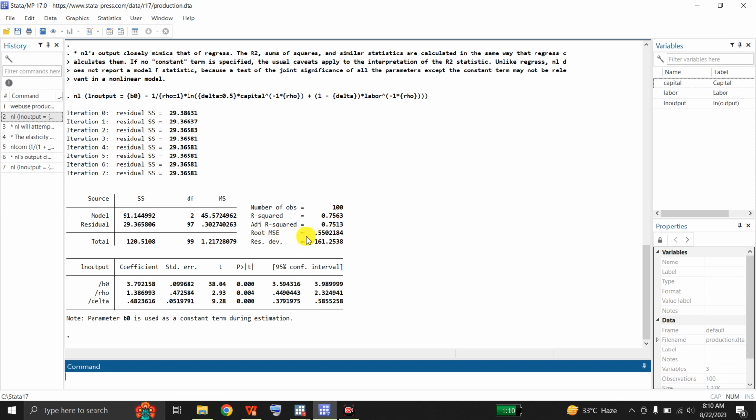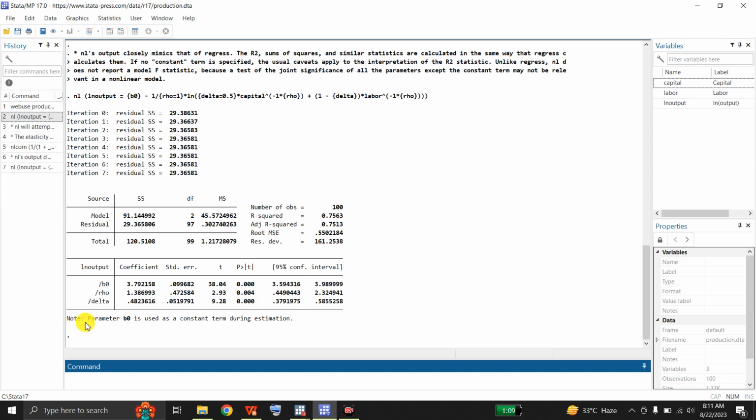Root mean square error is 0.55, and this is the coefficient for the constant, and this is the coefficient. This coefficient shows rho, the substitutive parameter, and this coefficient shows the delta parameter, the distributive parameter. It shows the share of the various factors of production in the total output. These are the standard errors, these are the t values, and the three coefficients are significantly different from 0. They are statistically significant. These are the 95% confidence intervals.